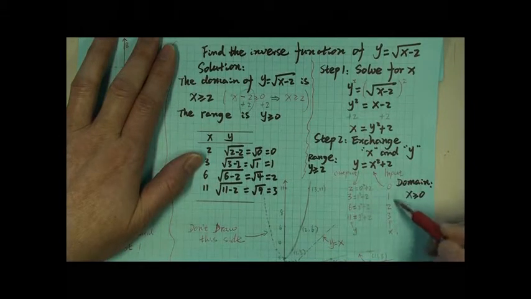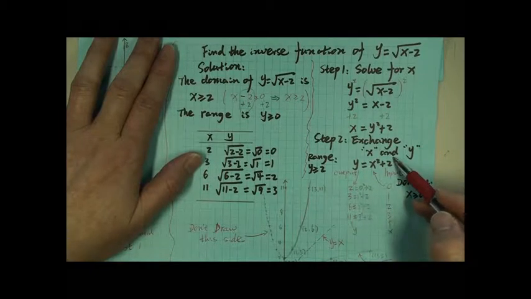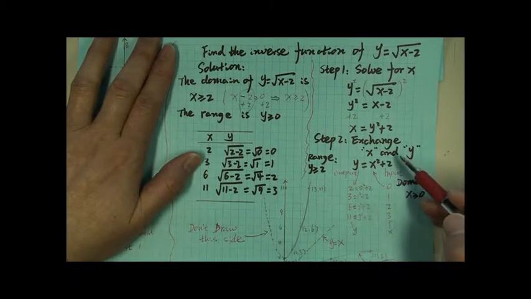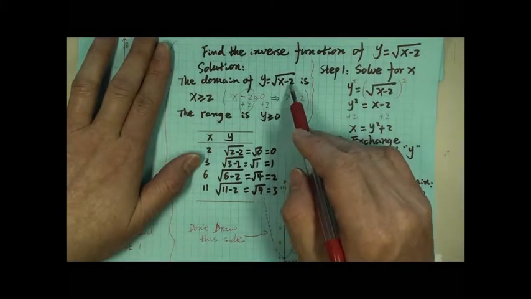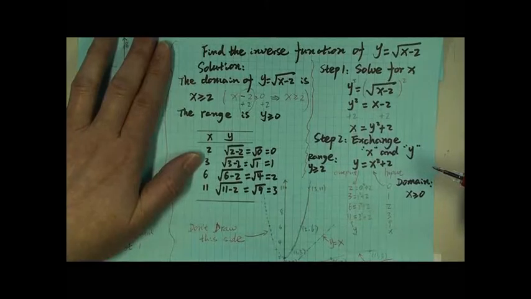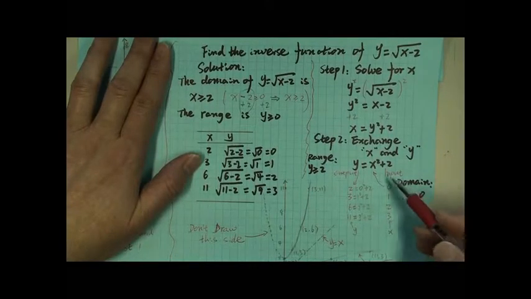Okay, so you input your x, you have your y. So this will be the inverse for the function y equals radical x minus 2. Now, let's see the picture of this one.